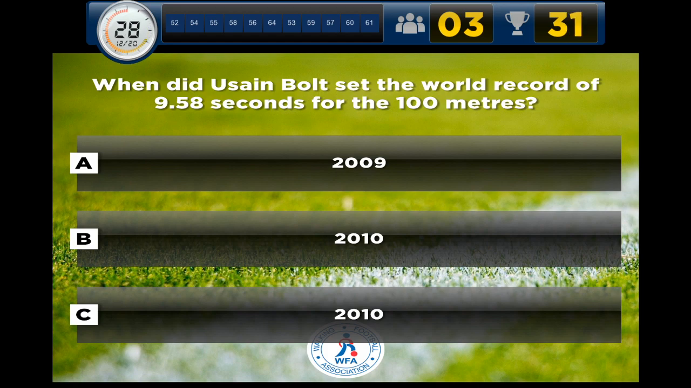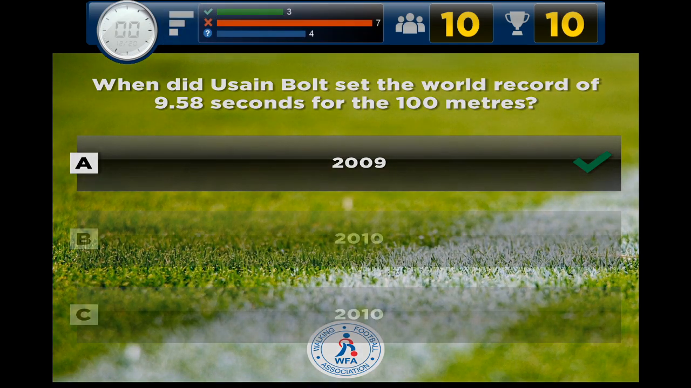B is 2010. A is 2009. Clearly an issue with the delay over the internet today. You can tell by the way the answers are coming in. Although suddenly they've shot up, just so to speak. 10 seconds remain. And the answer is 2009.